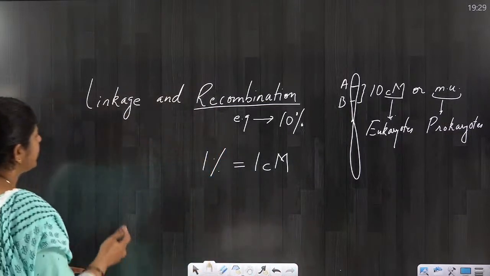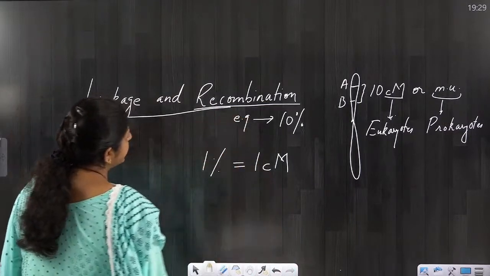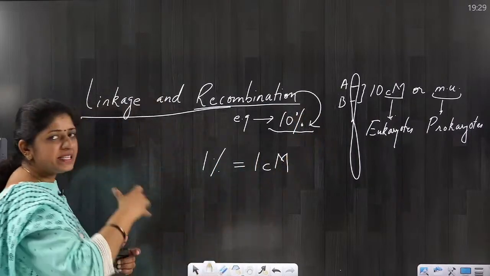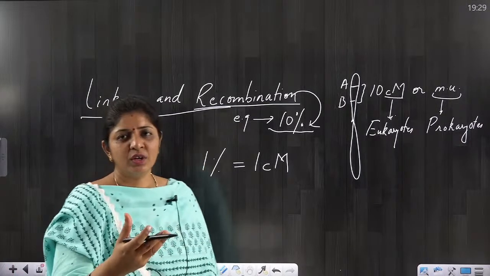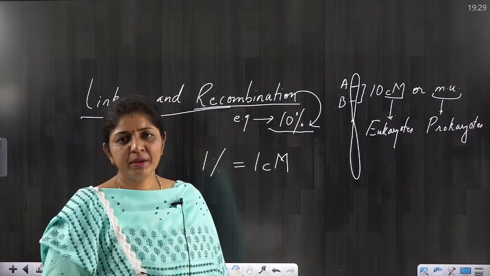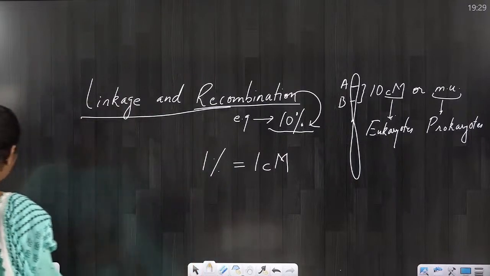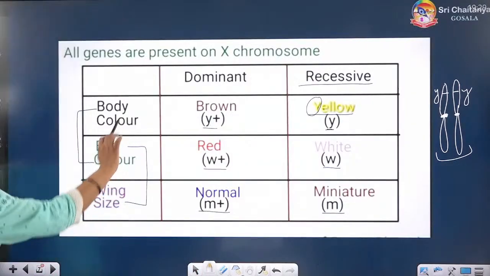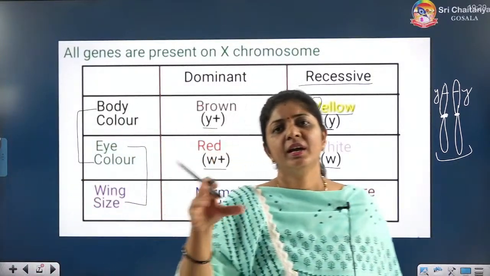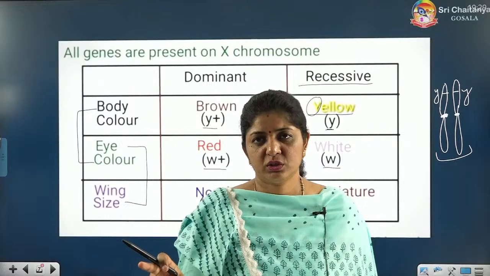Okay, now coming back, if I am taking linkage and recombination, the percentage of recombination that I am getting will be the value, but the units for the distance will be centimorgans, or it can be map units. Now let's talk about this table form, to recapitulate that point, because now I am entering into the two crosses, right?